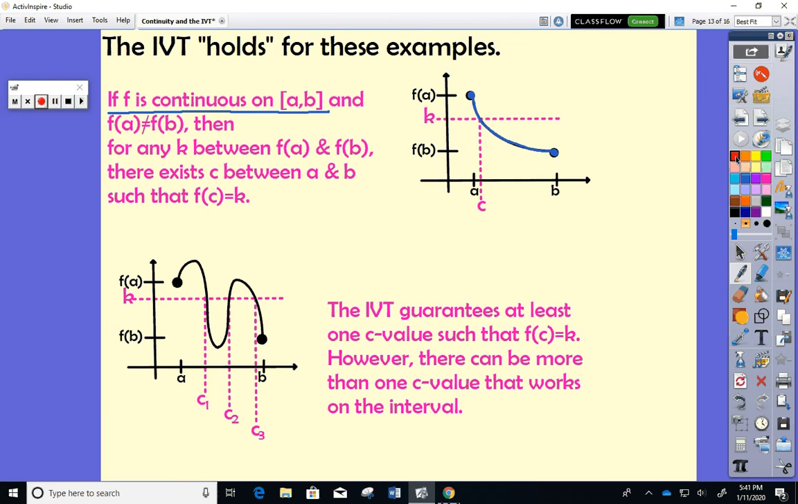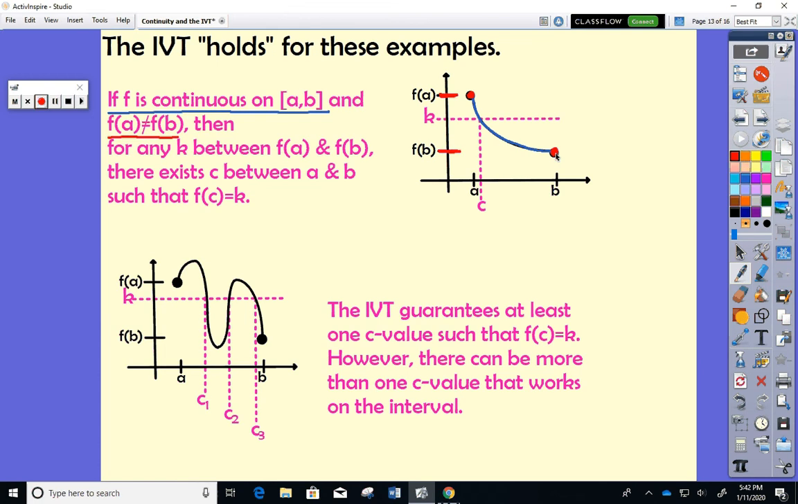if f of a does not equal f of b, that means the y coordinate that goes with your left endpoint is not the same as the y coordinate that goes with your right endpoint. In other words, the y coordinates are definitely different. So either the left endpoint is higher than the right endpoint or vice versa. Okay?